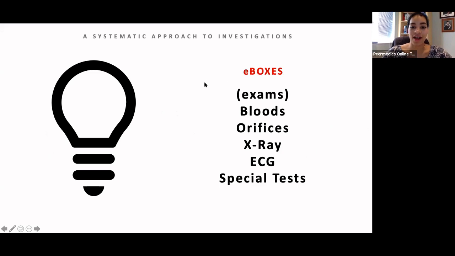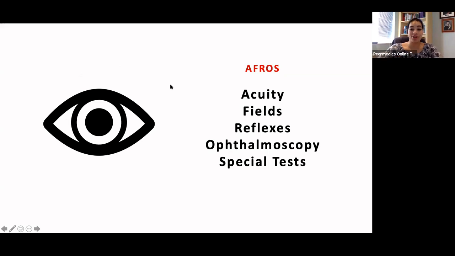So I talked last week a bit about my approach to investigations. It's a bit different in the eye, because obviously you're focusing on just one bit, and whilst the eye can be affected by systemic disease, often when it comes to your approach to investigating the eye, starting with a cardio exam or doing a chest x-ray is probably not going to be that smart. So instead, take an approach called AFROS.